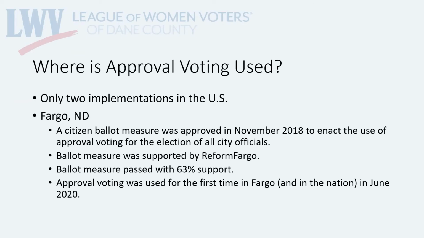Where is approval voting used today? There are only 2 places in the U.S. using approval voting. Fargo, North Dakota became the very first implementation of approval voting in the U.S. The use of approval voting in Fargo was approved by a citizen ballot measure in November 2018. Reform Fargo led the campaign for the ballot measure, which was approved with 63% support. It applies to the election of all city officials.